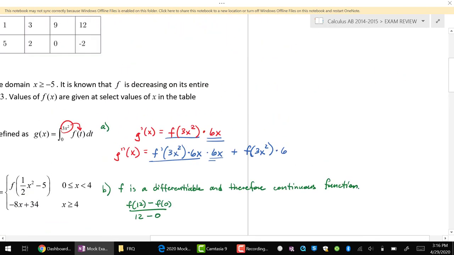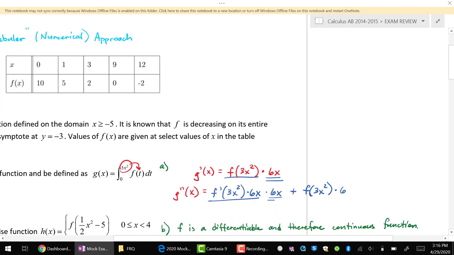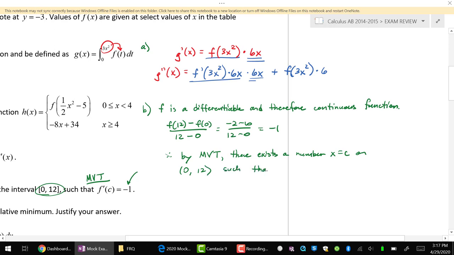So f of 12 is given as -2, and f of 0 from the table is 10. Negative 2 minus 10 divided by 12 minus 0 is equal to negative 1. Therefore, by the mean value theorem, make sure you state MVT, state the name of the theorem, there exists a number x equals c on the interval 0 to 12 such that the derivative value at c is equal to negative 1.